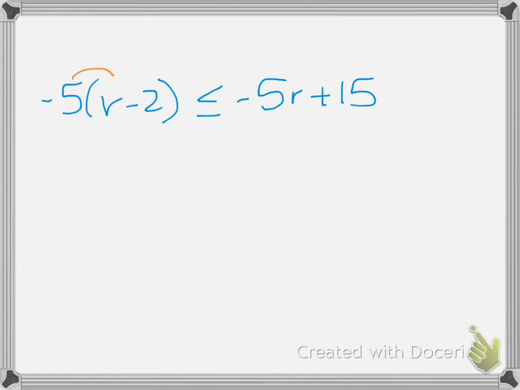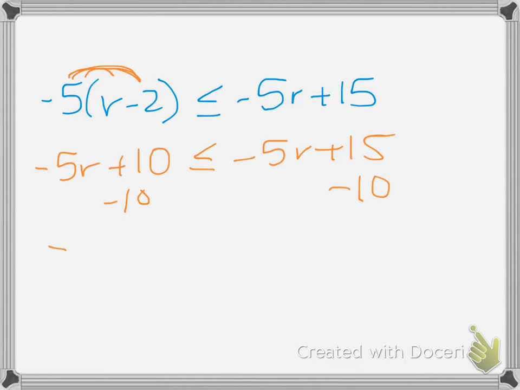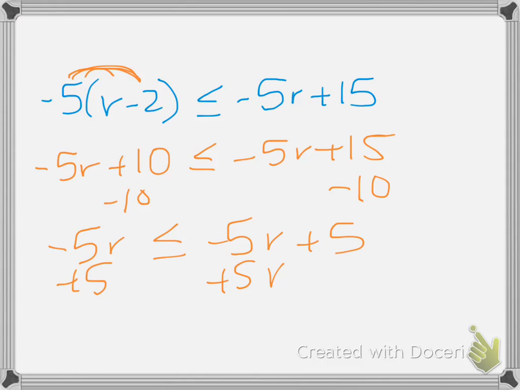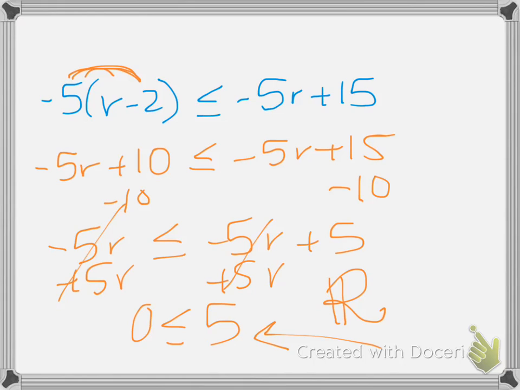It looks like we have to distribute on this one. So negative 5 times r is negative 5r. Negative 5 times negative 2 is positive 10. Let's subtract 10 from both sides. So we got negative 5r is less than or equal to negative 5r plus 5. Add 5r. They both cancel, so I'll have 0 is less than or equal to 5. Is 0 less than or equal to 5? Yes. 0 is less than 5. So my answer is all real numbers because this statement is true.